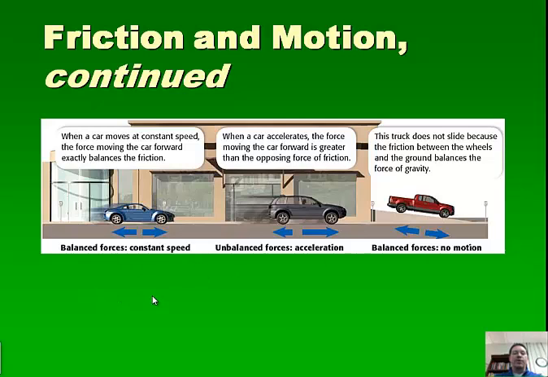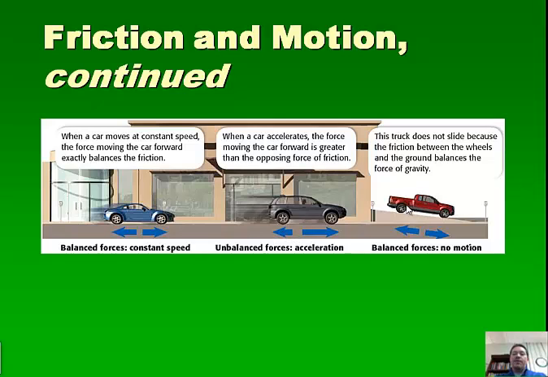Alright, so a few examples to finish this up. When a car moves at a constant speed, the force moving the car forward exactly balances out the friction. So this is a balanced force. There's a constant speed. If we accelerate, though, the force of this car is greater than the opposing force, the frictional force.